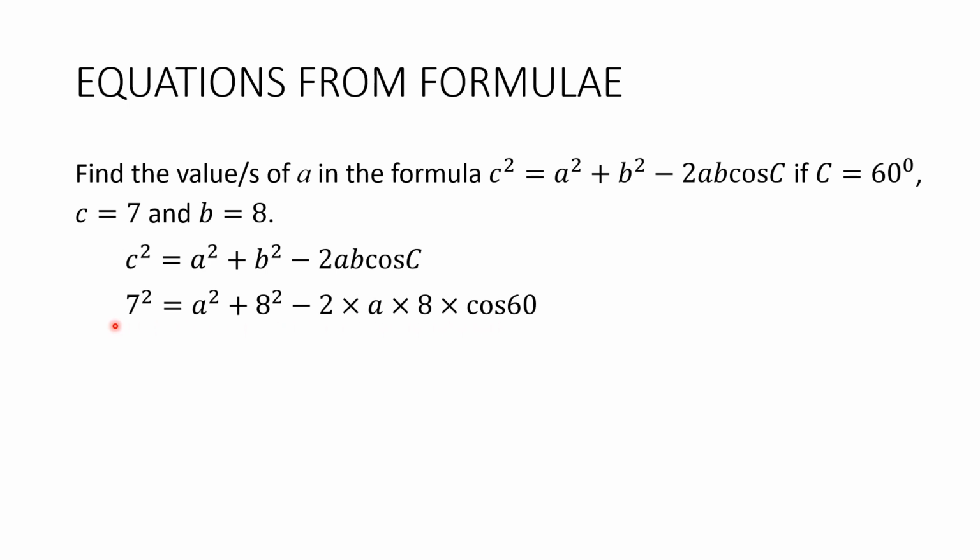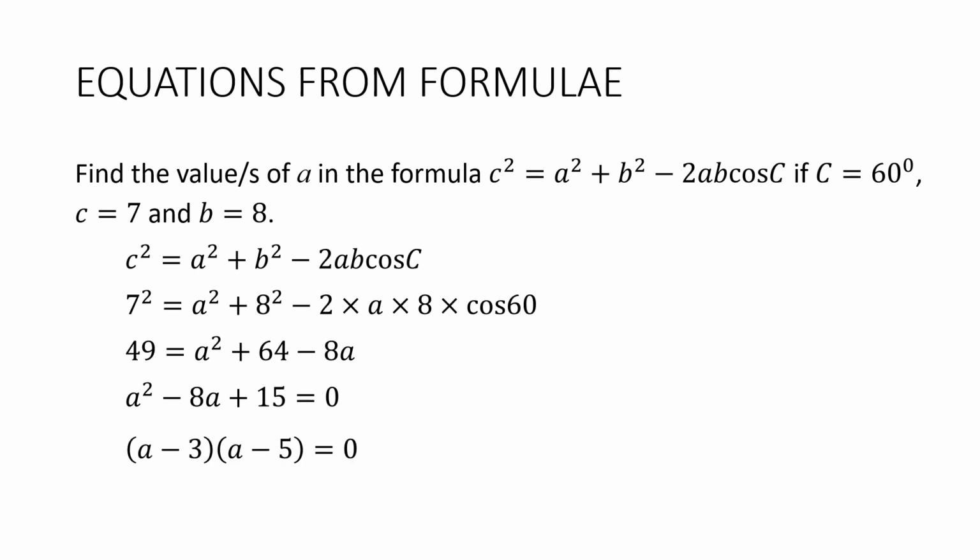So we can tidy this up a bit. 7 squared is 49, 8 squared is 64, and 2 times 8 times a half is 8. Now let's form a quadratic. We've got a squared minus 8a, and let's take this 49 over the other side. That's 15. So a squared minus 8a plus 15 equals 0. Now we would always consider factorising, and we can factorise that. We have got a minus 3, a minus 5 is equal to 0, so a is either equal to 3 or 5.